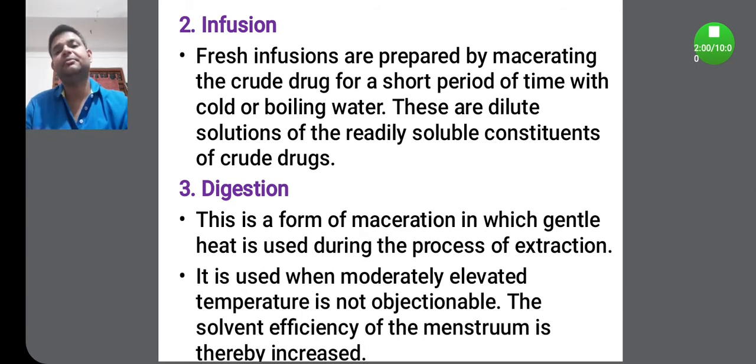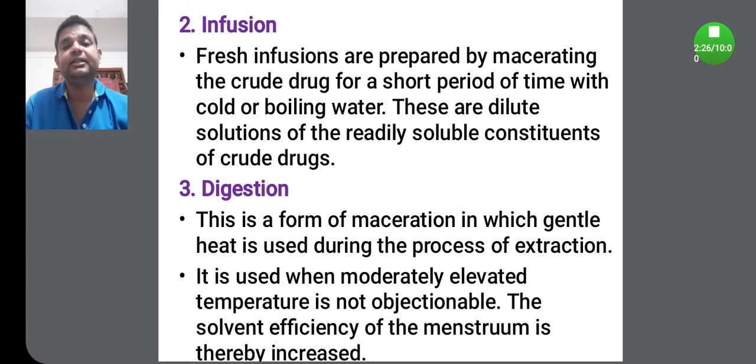Next comes the infusion method. In case of infusion method, we are just boiling with water. So the phytoconstituents which are not soluble in water, like waxes and other lipophilic substances, meaning lipid substances, may not come in this infusion. So this is one of the demerits of this infusion method. Next is the digestion method.